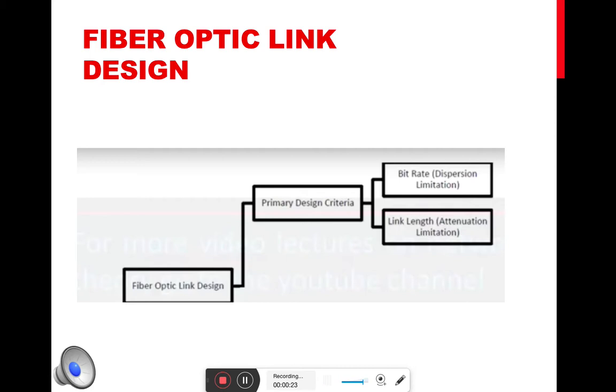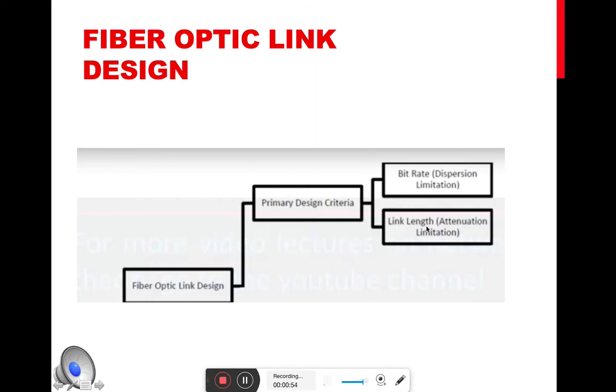So as you all know, the lightwave system is of different types: point-to-point link, distribution network, and local area network. Each of these differ in their architecture and how their transmitter and receivers are connected. In each of these architectures, the main design criteria that we have to look for is divided into two categories: primary design criteria and secondary design criteria. In primary design criteria, we have to take into account the bit rate and the link length.